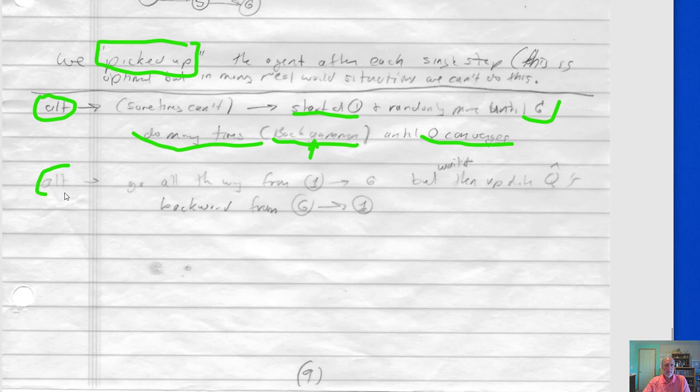Another alternative would be you go all the way from 1 to the goal, but you don't update the Qs as you go along. You simply wait till you hit the goal, and then you work your way backward, which can speed things up as well.